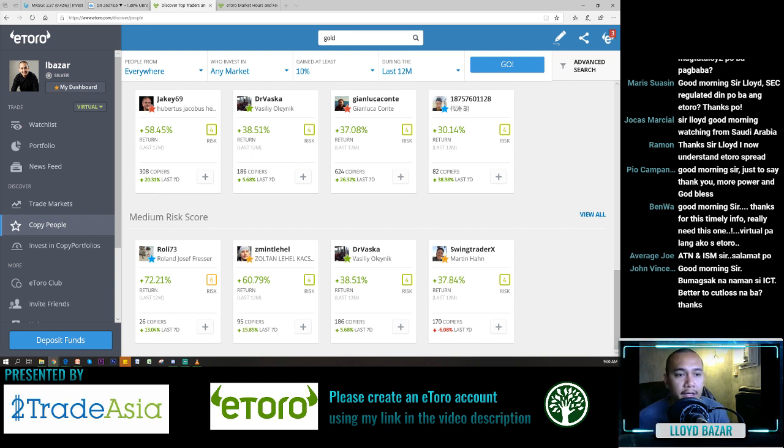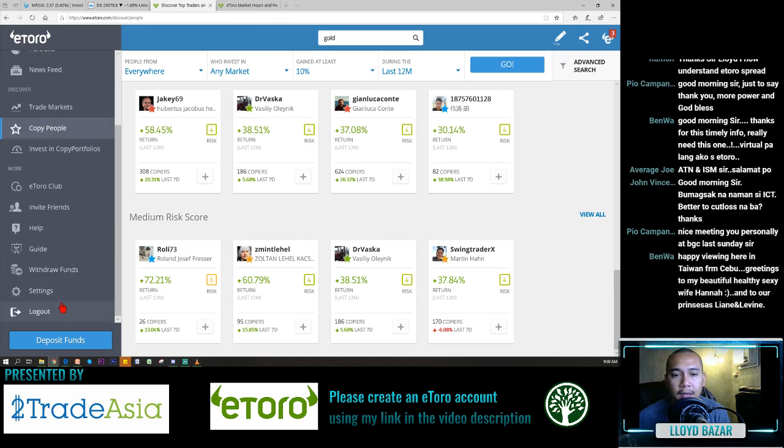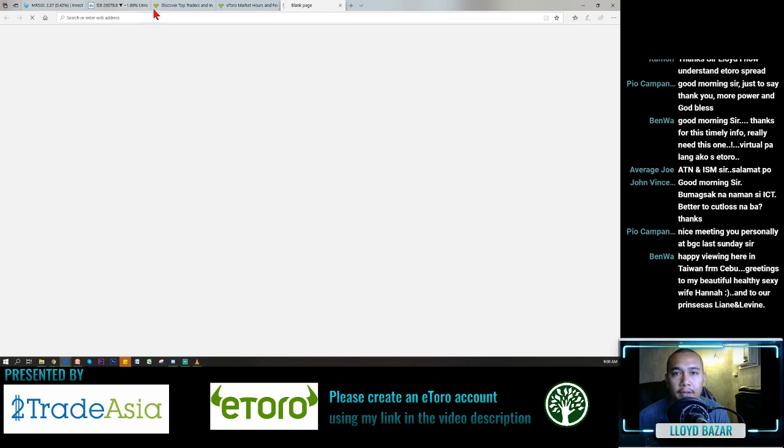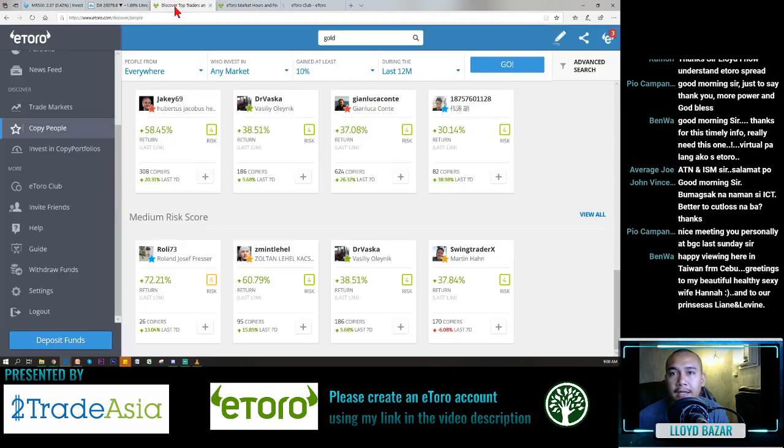Jester Regular, good morning. Tech, Vul, Sir Lloyd, thanks. SEC regulated po ba si eToro? Hindi po kasi international broker naman si eToro. If you wanna check out eToro, andito yun eh. Sino yung nagre-regulate sa kanila?